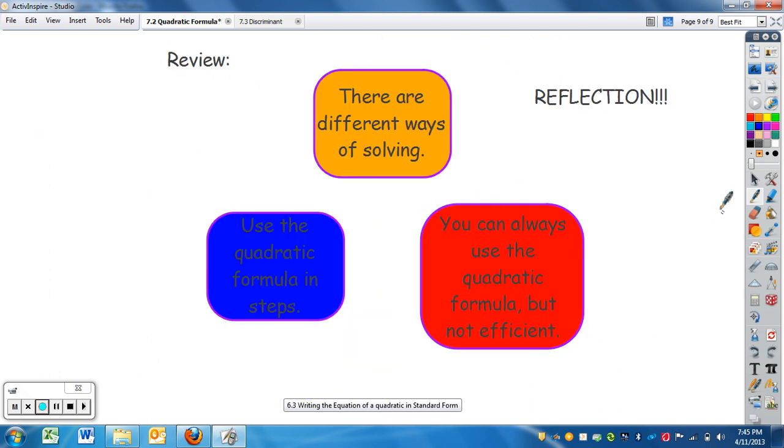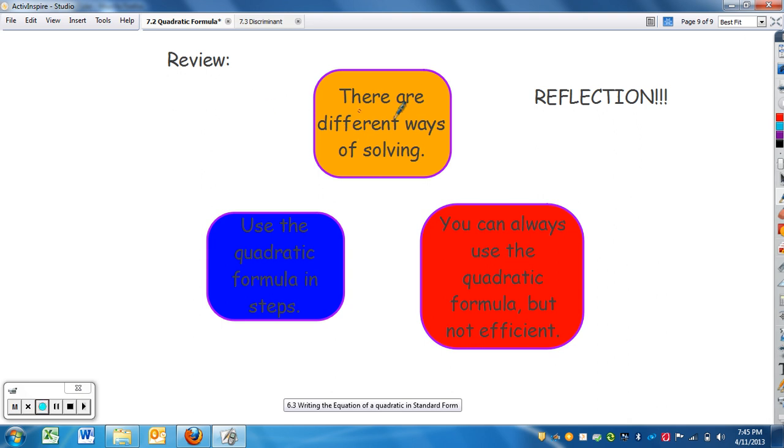Alright, so that concludes this video. To review, there are 3 different ways of solving. You can always use the quadratic formula. When you use the quadratic formula, I know it's a little hard to see, it says use the quadratic formula in steps. So take your time, don't rush through it. And then you can always use the quadratic formula no matter what. However, it is not the most efficient.